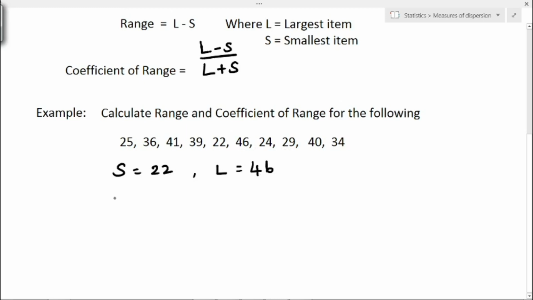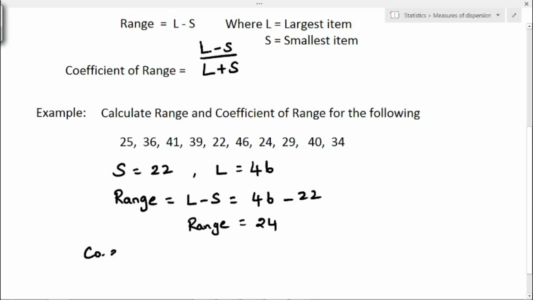So now we'll find range. So formula for range is L minus S. So L value is 46 minus S, that is smallest value, 22. So if you subtract, you will get 24. So this is the value of range. Next we have to find coefficient of range.